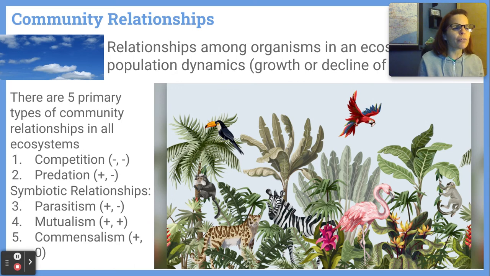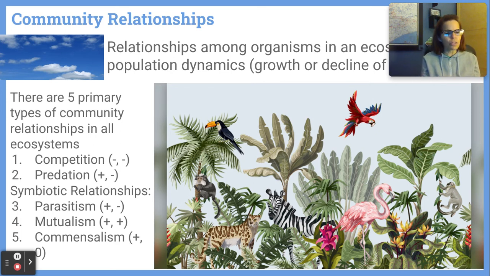Remember that symbiotic relationships are super close interactions. We often say they live in or on. That's not 100% true, but often they live in or on. Mutualism, they both benefit each other. So examples were like pollinators and the flowers. The flowers give the pollinators food. The pollinators help the flowers to reproduce.